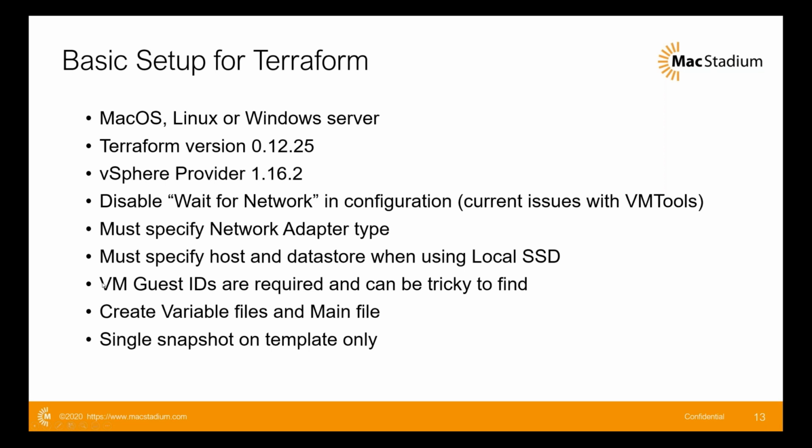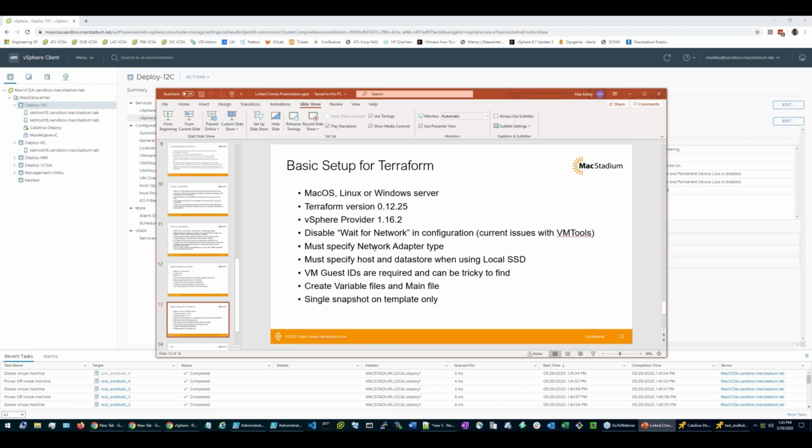VMware guest ID is another property that we're going to have to set in the system. We're going to cover how we identify those because they can be a little tricky to find. In the case of the actual structure, we're going to be creating a couple variable files, and then all the execution is going to be executing from a main file. And another last requirement in Terraform is that instead of specifying a snapshot name, their expectation is that you only have a single snapshot on the template. So if you have multiple snapshots on there, the process is going to fail with that particular image.